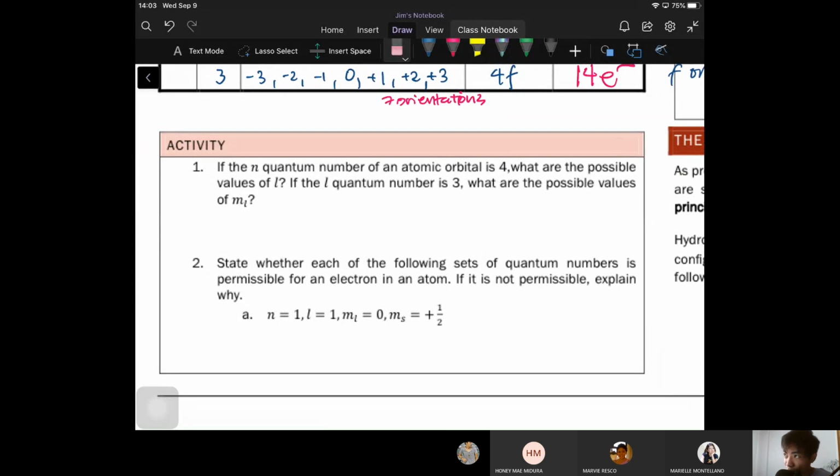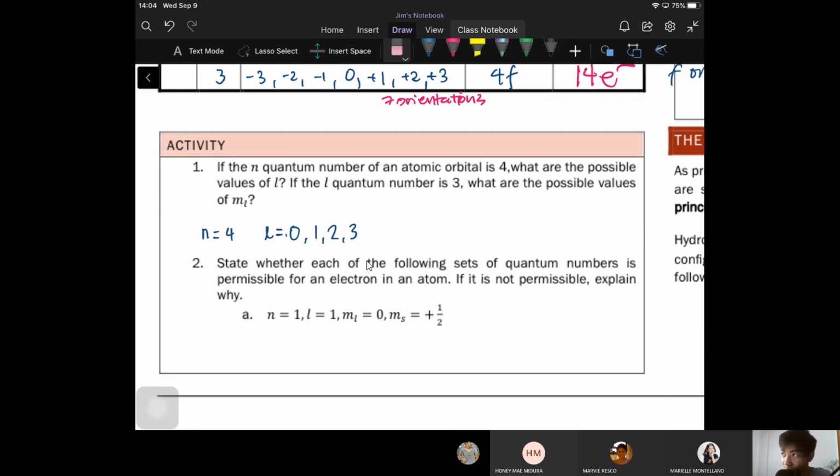So, try natin to. If the quantum number of an atomic orbital is 4, what are the possible values for L? Okay. So, if N is 4, ano yung possible values ng L? Always less than the 4, diba? So, it could be 0, 1, 2, 3. Bawal yung 4. X yan, ha? Hanggang 3 lang pwede.